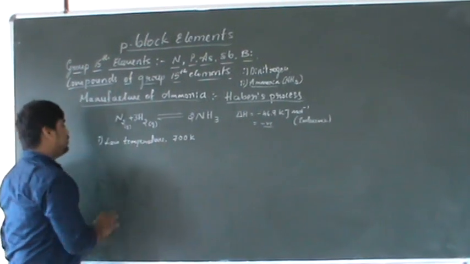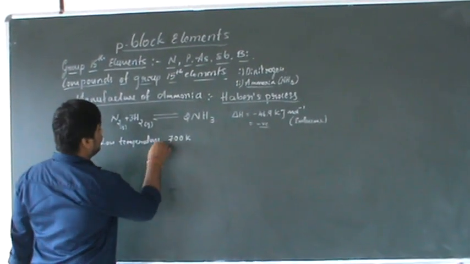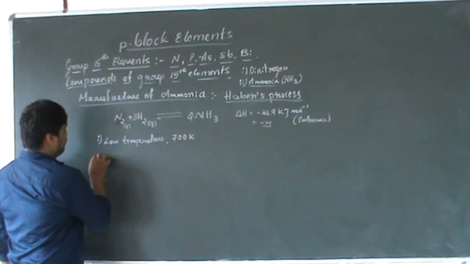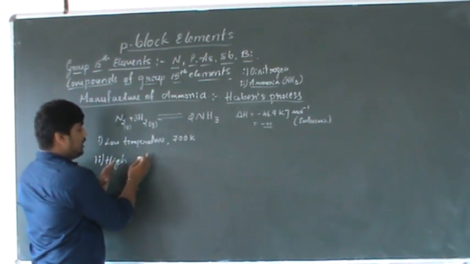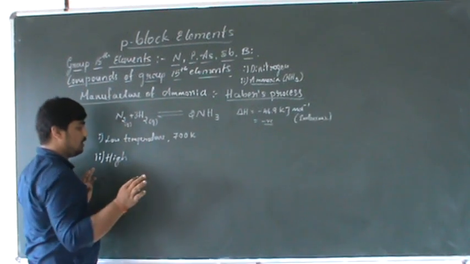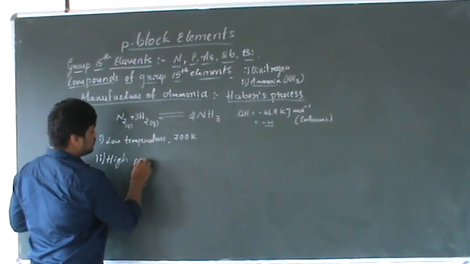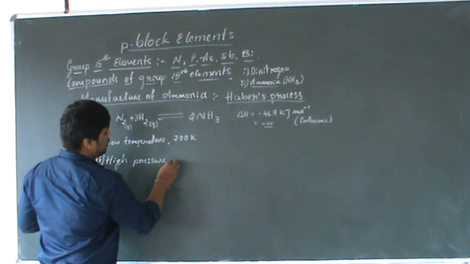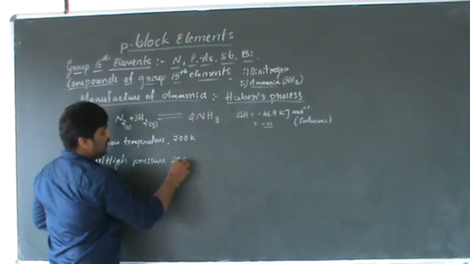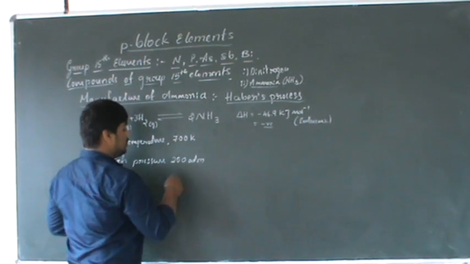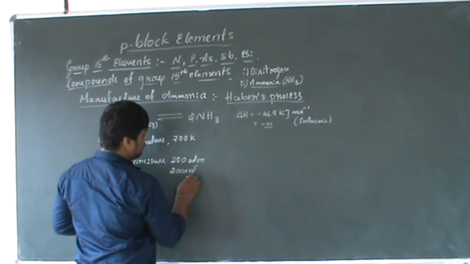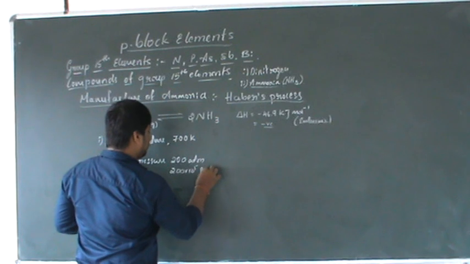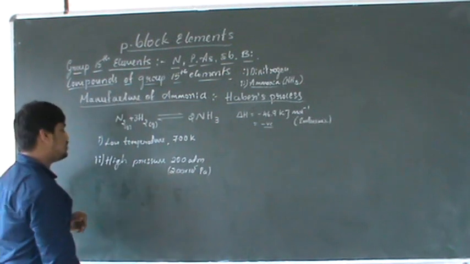Moderate temperature or low temperature, 700 Kelvin, and very high pressure is required. All these cases follow Le Chatelier's principle. High pressure is required, around 200 atmospheric pressure. In terms of Pascal, it is 200 into 10 raised to plus 5 Pascal.